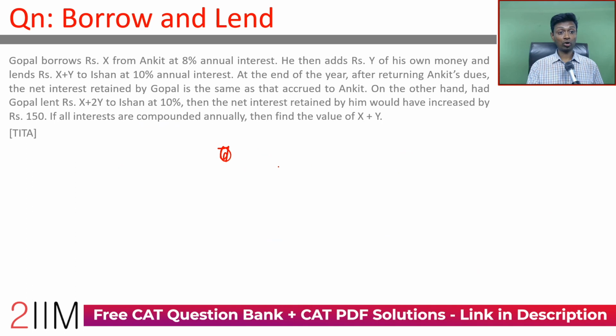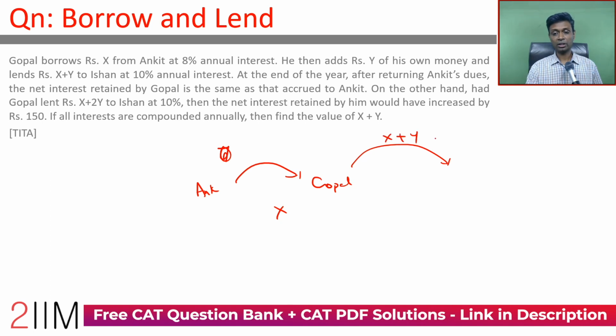Gopal borrows rupees X from Ankit at 8% annual interest. He then adds rupees Y of his own money and lends X plus Y to Ishan at 10% annual interest. At the end of the year, after returning Ankit's dues. So from Ankit, Gopal borrows X, then he adds Y and then gives X plus Y to Ishan. On this, the rate is 8%. On this, the rate is 10%.